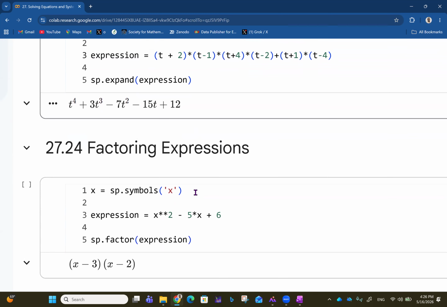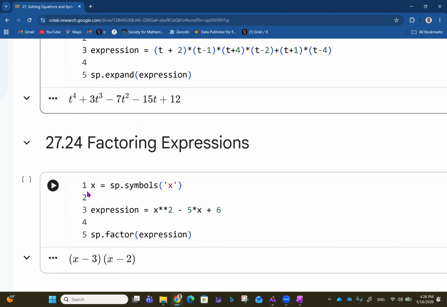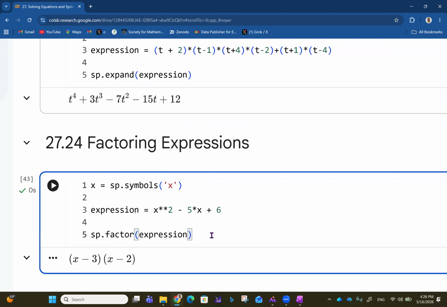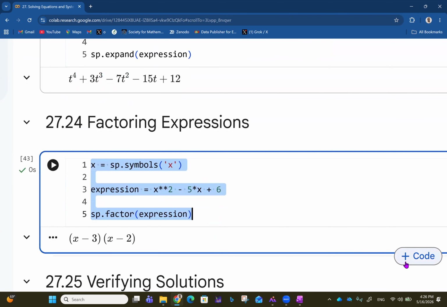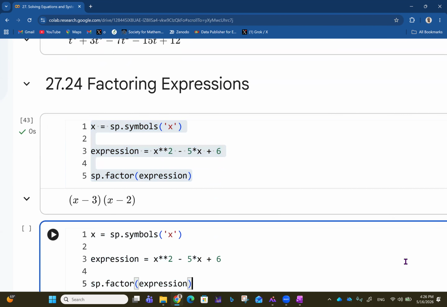So how about factoring expressions? So you have sp.symbols x, the expression is x squared minus 5x plus 6. If you factor that, of course, it's clear that that's x minus 3, x minus 2. Okay, so let's try to do the one we just did up there now. Let's take it back and see if we can get back our expressions.